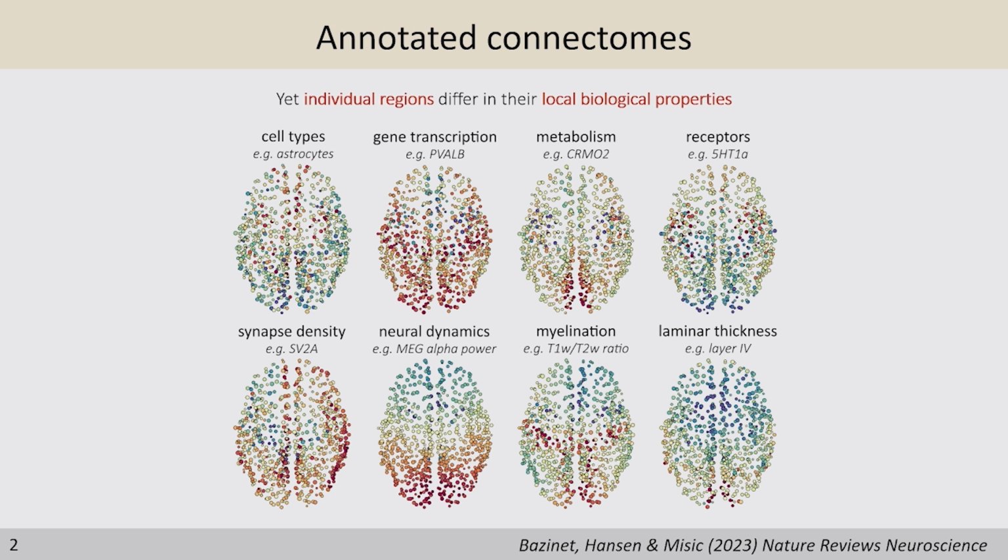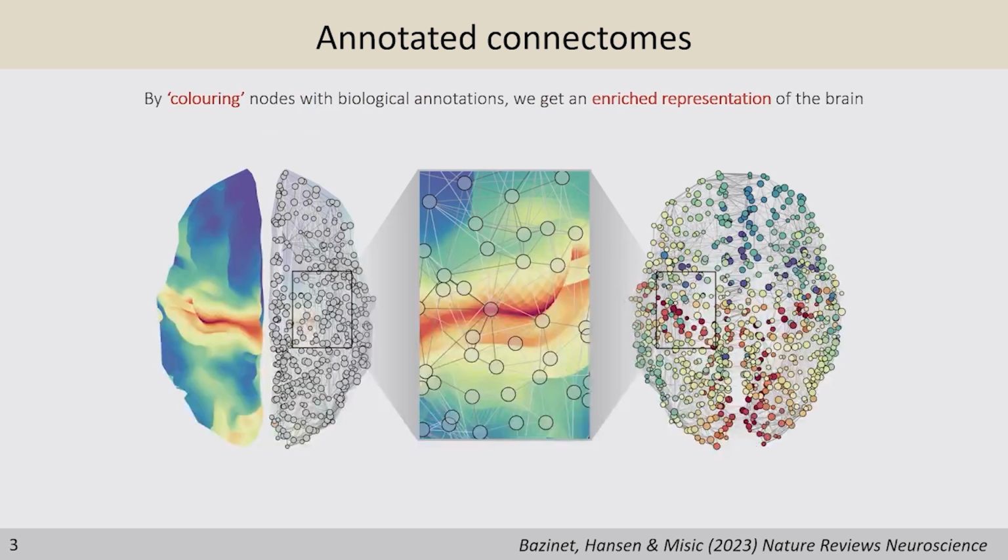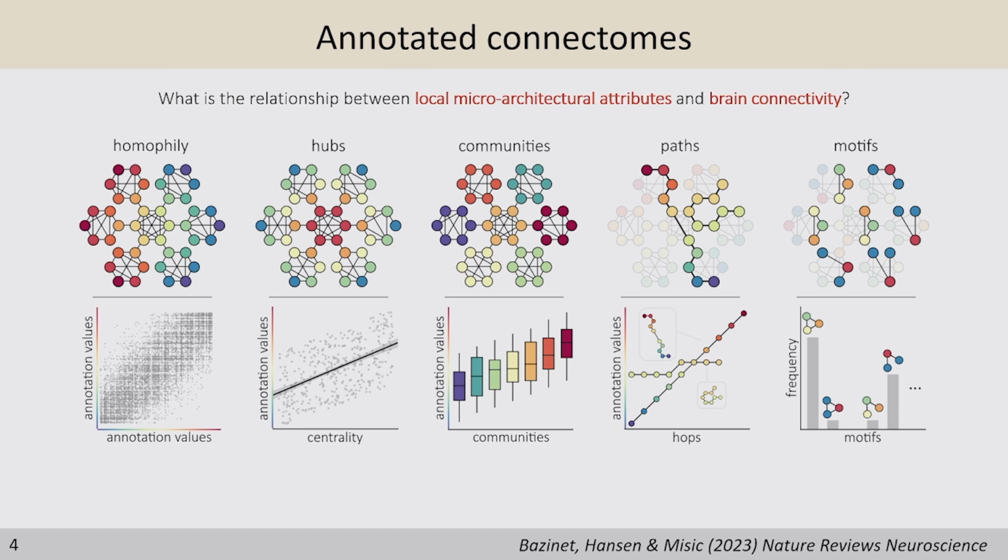But in reality, what we know about the brain is that every single brain region is unique. As I'm showing here, I'm showing an example of 8 brain maps that capture the huge heterogeneity of the brain across the cortex. And in my personal work, I'm trying to get an enriched representation of the brain by coloring every single node in our network with biological information that allows us to ultimately ask new questions about brain network organization.